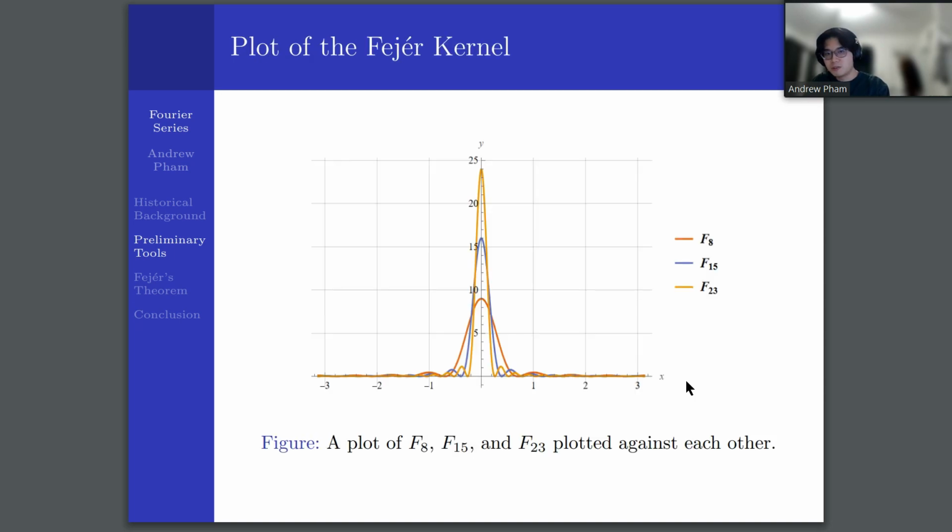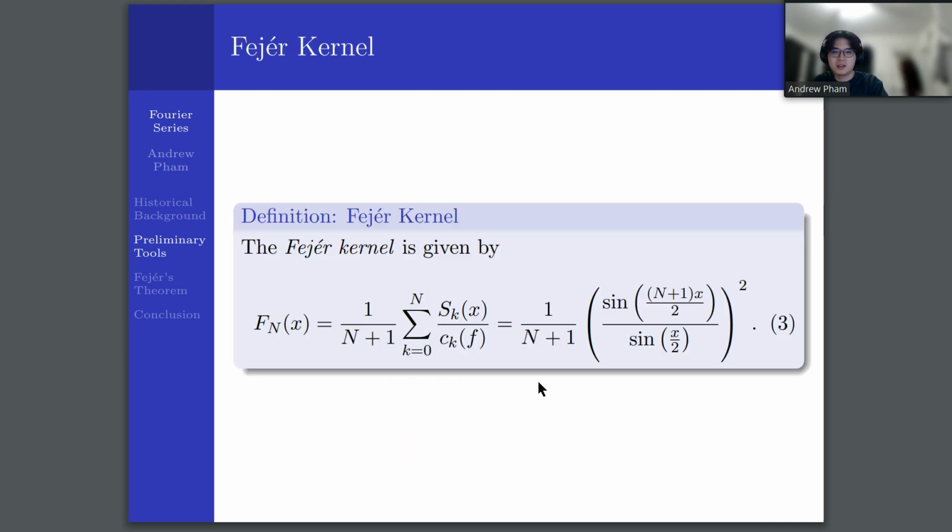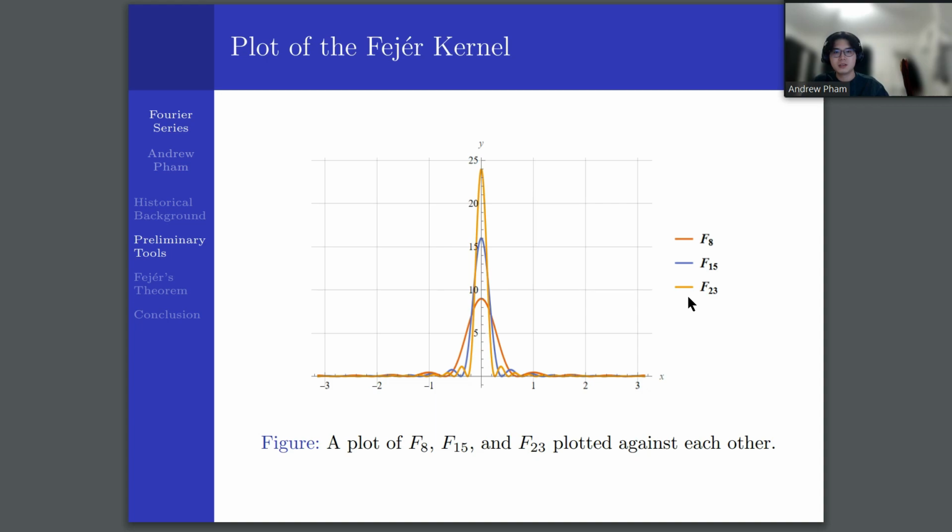But first, let's go over what it looks like on a graph. So here for you guys, I've provided a graph of F8, F15, and F23. As we can see, we can make some really interesting observations here. One observation I would like to note is that all of these kernels are going to be non-negative. And this is, of course, due to the fact that our previous closed form is a square. It's a square term, an even function.